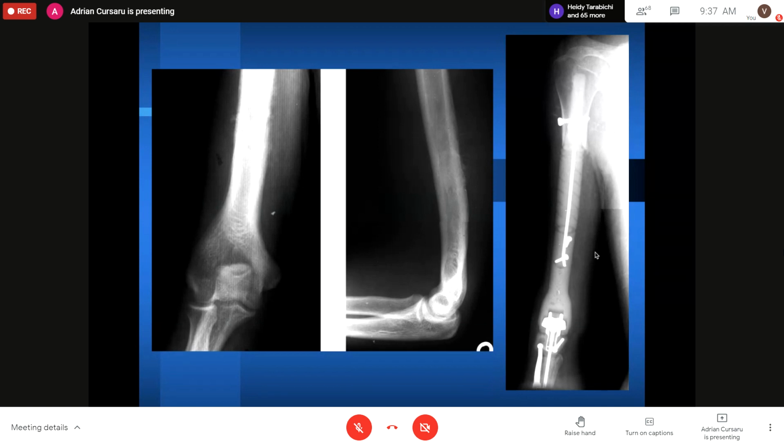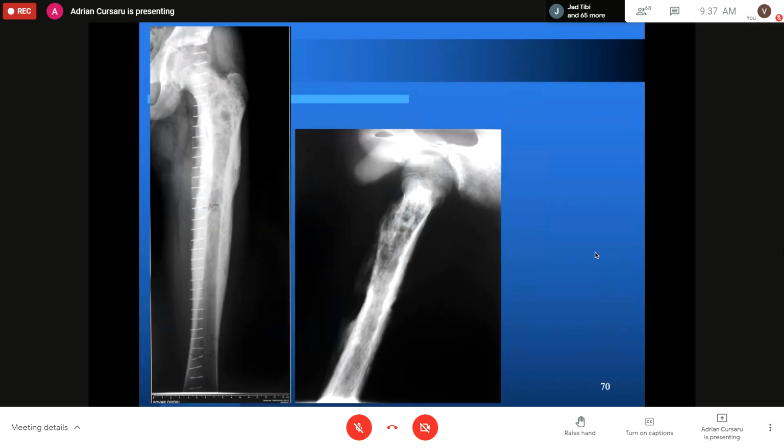That's an example for resection and reconstruction after Ewing sarcoma, after we have made the radiotherapy, and then you are able to make that resection and reconstruction with good results.